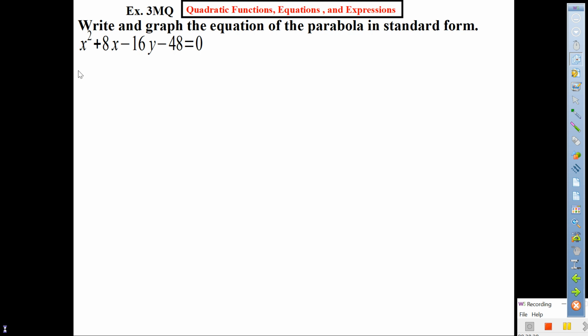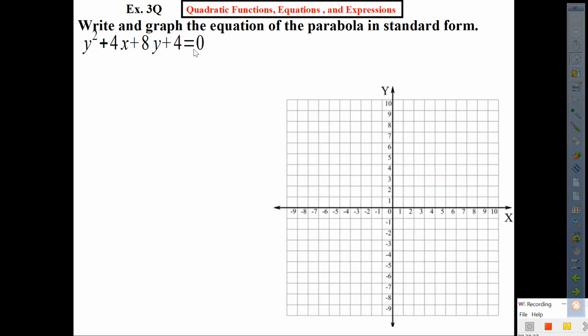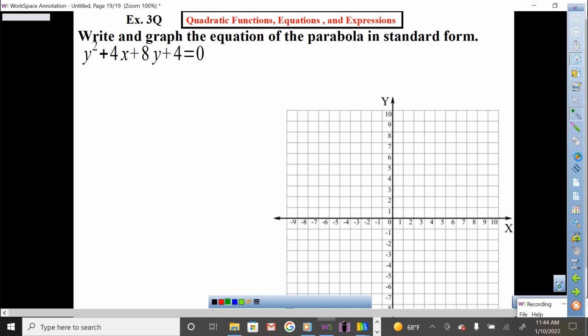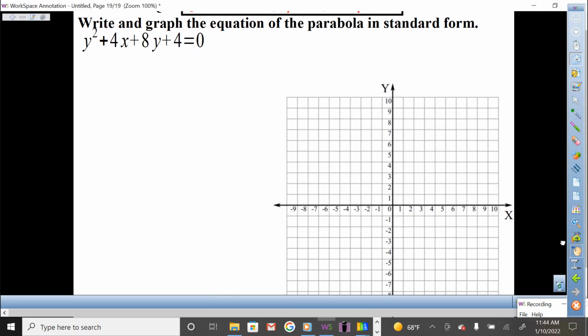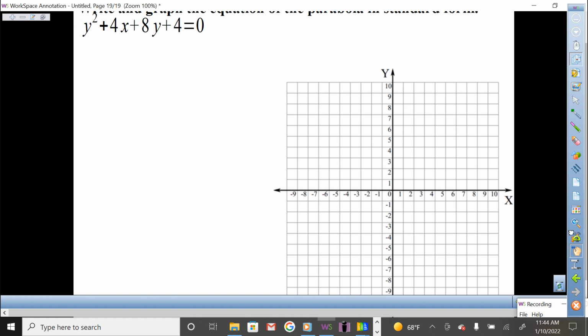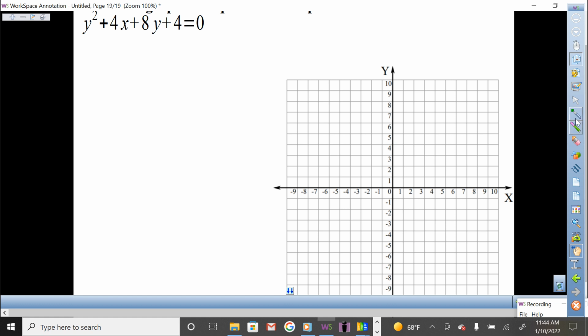Example 3Q, copy this: y squared plus 4x plus 8y plus 4 equals 0. On your Cornell notes. Again, we need to write our equation and then graph it at the end. All right, look at it. Question, which variable has the square? So, with that said, write your standard form equation over here on the side. See if you get it correct.